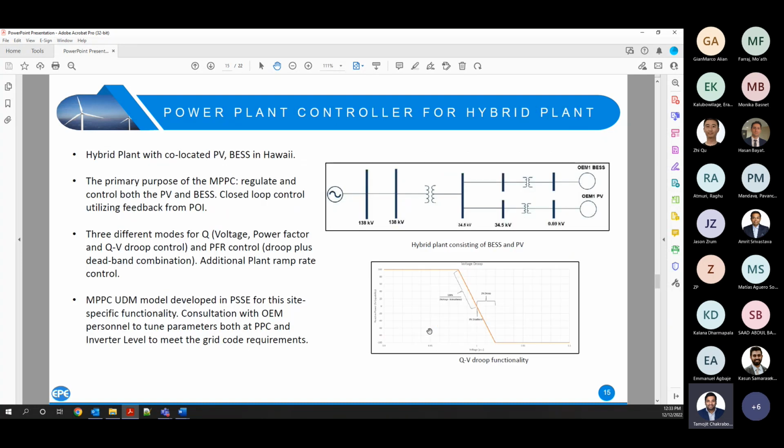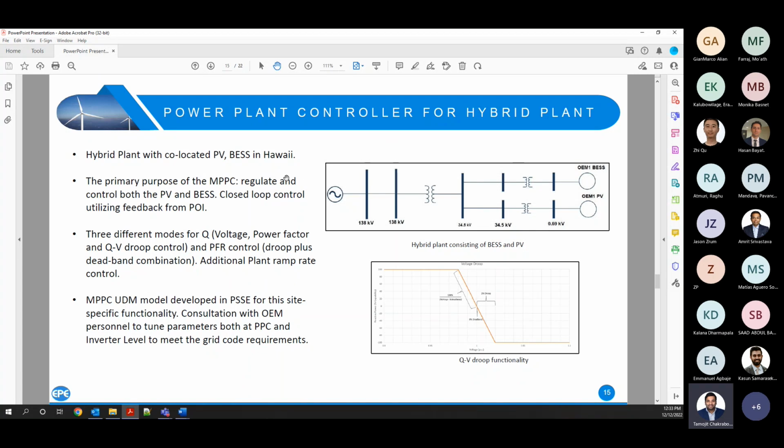Now, moving on, this is a different project, a hybrid plant which I was involved with designing in Hawaii, which had co-located PV and BESS. So as you can see, there is again one particular OEM that provided both the BESS and the PV. In this case, both were user-defined models, and we were contacted by the power plant control supplier to develop the models for this particular site in order to meet the requirements of Hawaiian Electric, which is also called HECO.